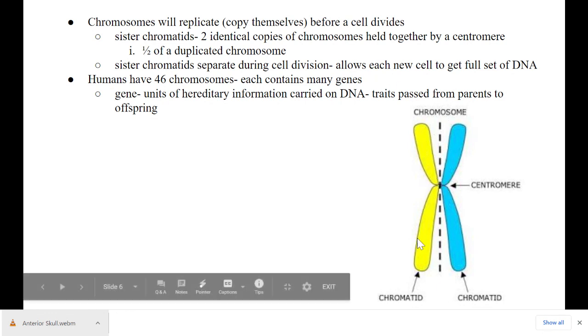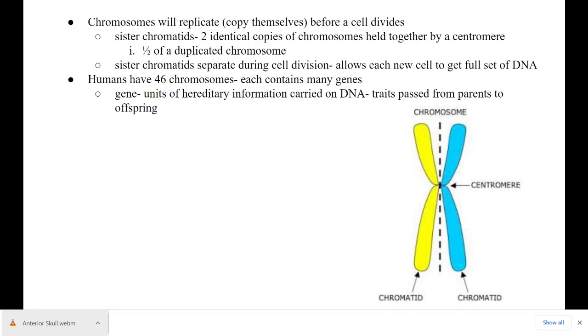So if we didn't copy these chromosomes, then when the cell divided, we would cut the amount of genetic information in half, and then the next time it divides, you cut it in half again, and so on and so forth. So we have to copy them so that that full set of DNA is being passed on to the next generation. For humans, we have 46 chromosomes in our cells. 46 chromosomes, or we'll call them 23 pairs, and we'll come back to that later.